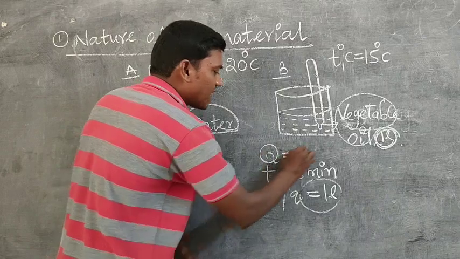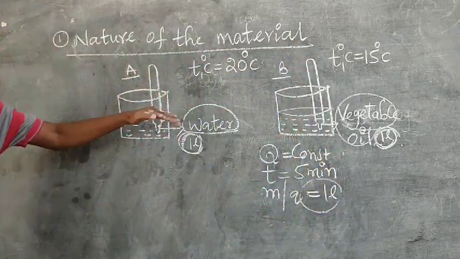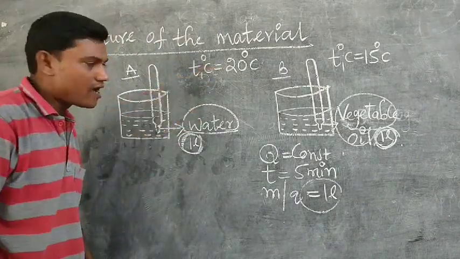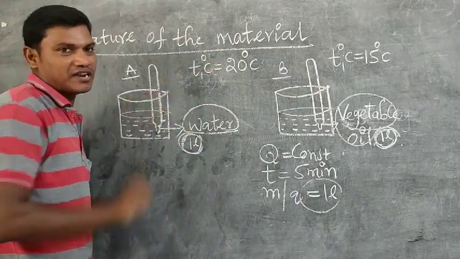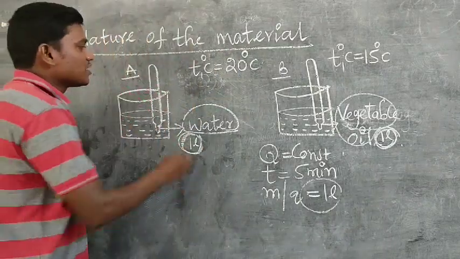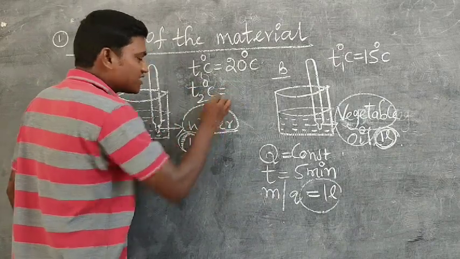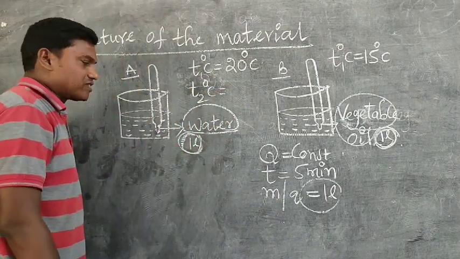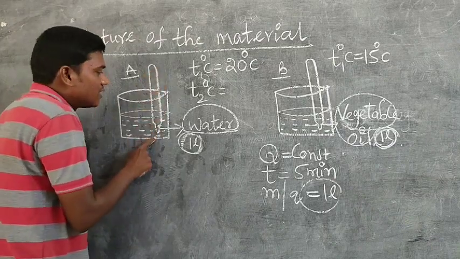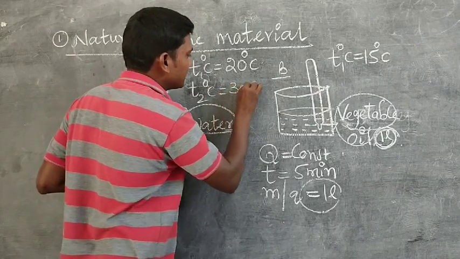That's why Q is also constant up to the 5 minutes. Then after the 5 minutes, the two vessels are removed from the flame and we measure the temperature with the help of the thermometer. That gives the final temperature. After this activity, what you are observing is that when we place the thermometer in the A vessel, it is showing, for example, maybe 30 degrees Celsius.